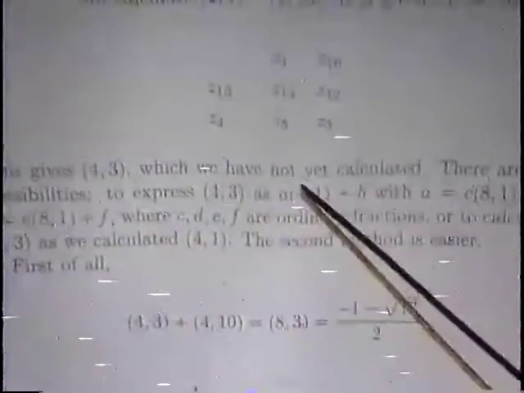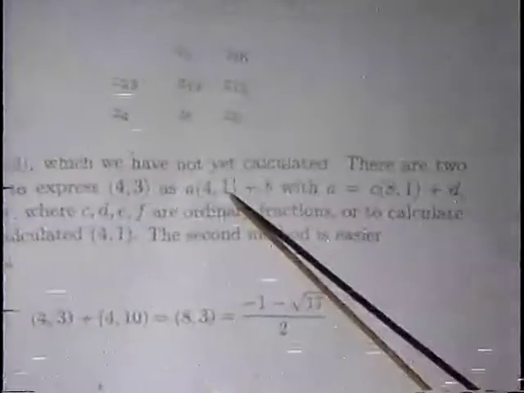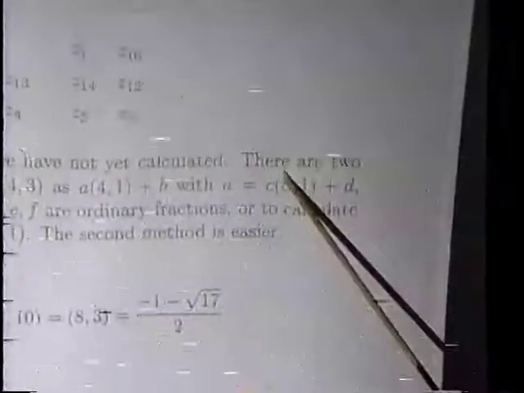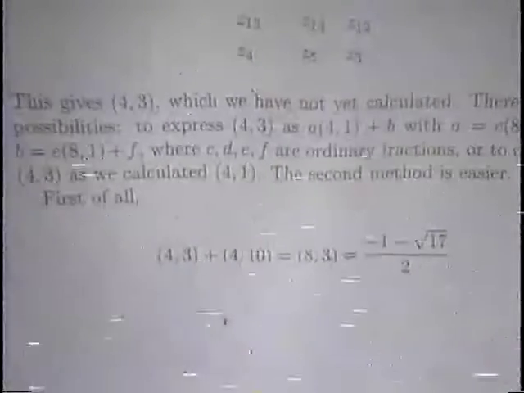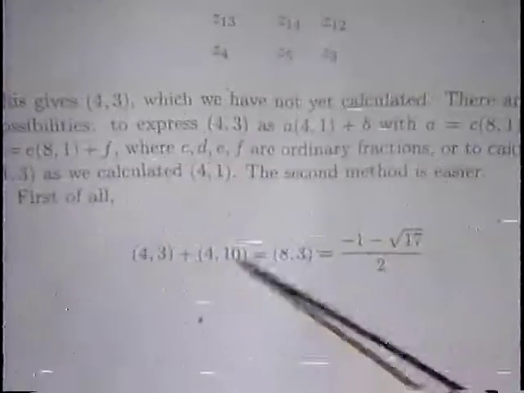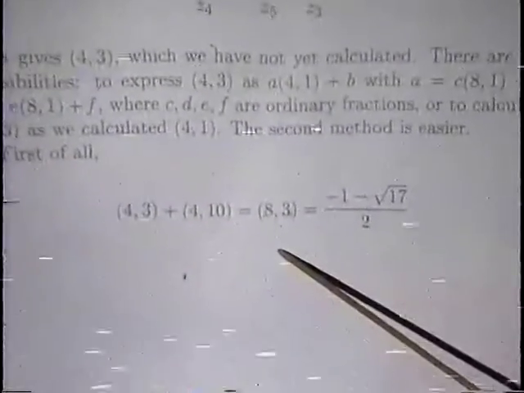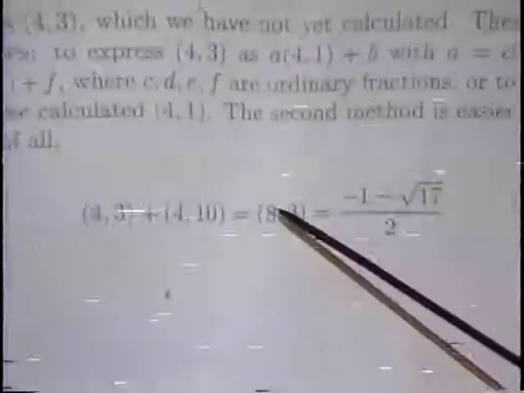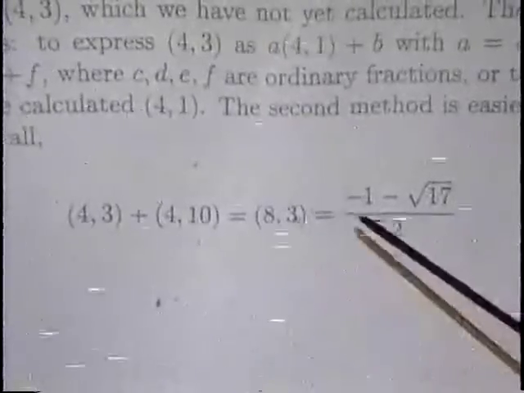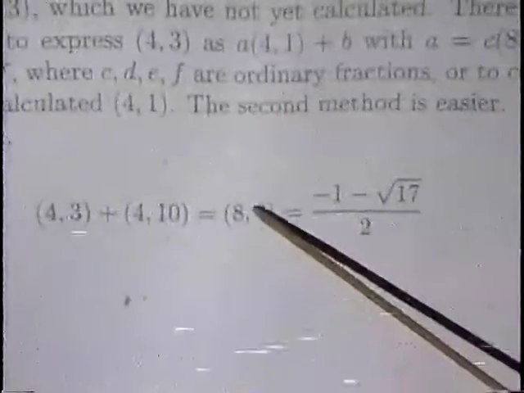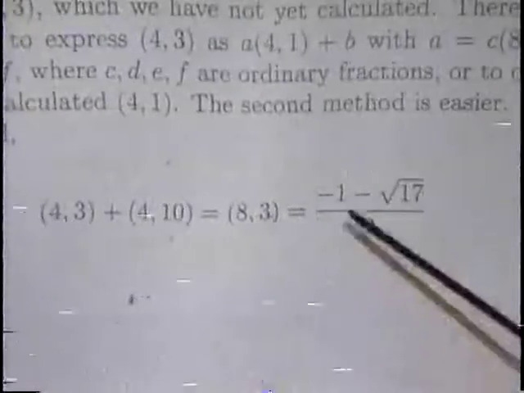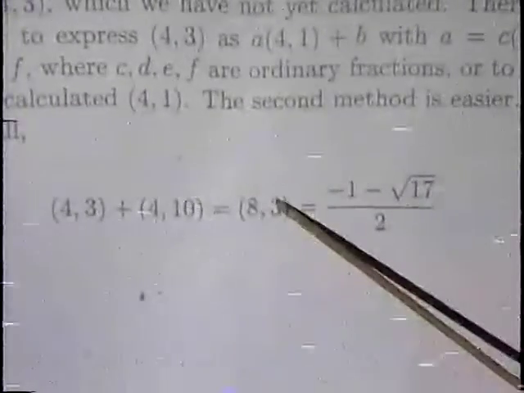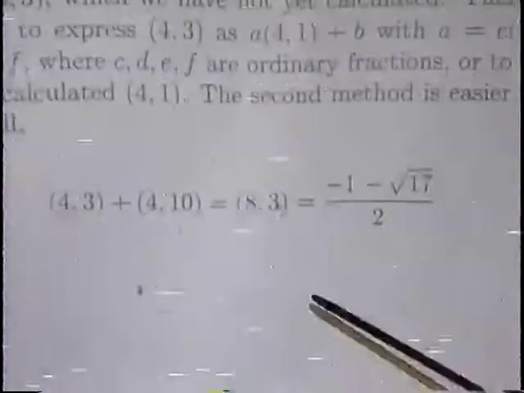We could either express it somehow in terms of 4,1. That might be complicated. So what we do is we simply go back and calculate it in the same way we calculated 4,1. We just go back and do it. And the thing is, the sum is this long period, but this long period I can easily calculate from 8,1 since its sum with 8,1 is -1. So this 8,3 is easy to calculate.